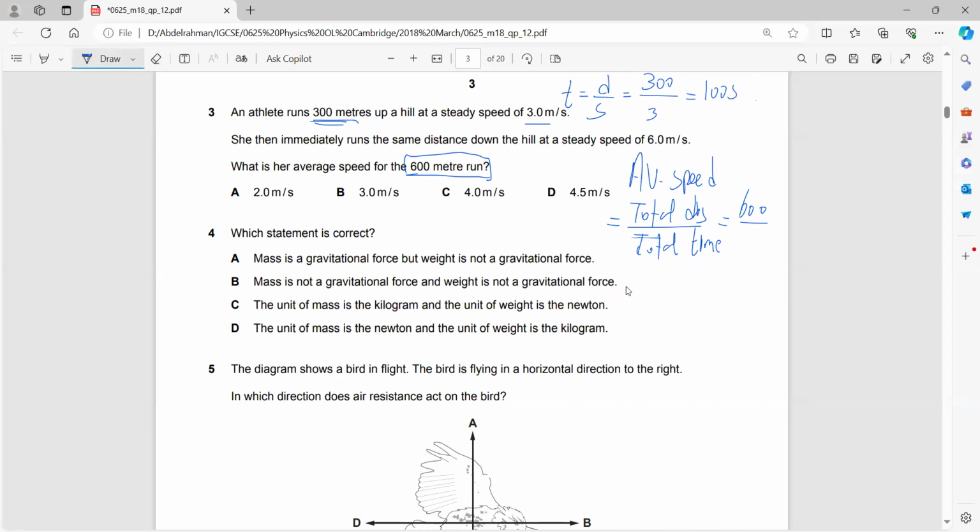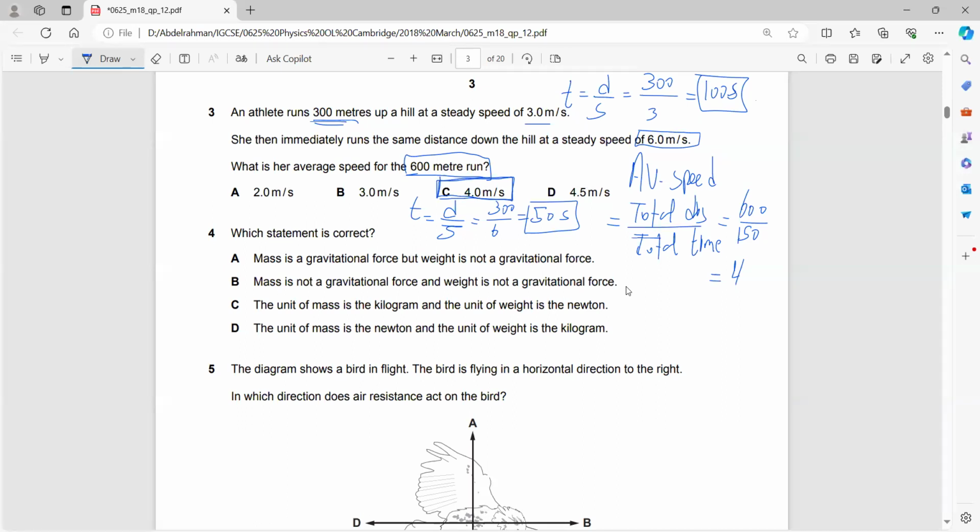What about the second part of the race? She ran again 300 meters, but this time her speed was 6 meters per second. So time equals distance over speed, which would be 300 over 6. 300 divided by 6 is 50 seconds. We have two times, so we add them up. 100 plus 50 is 150. So total distance over total time, 600 divided by 150, would be 4 meters per second. The answer is 4 meters per second.